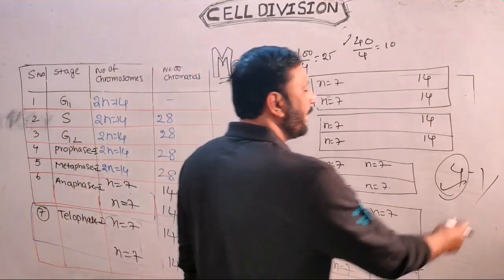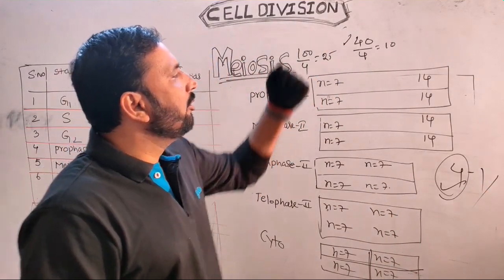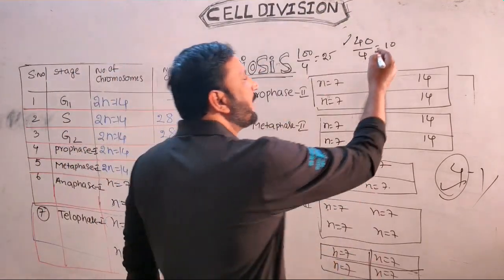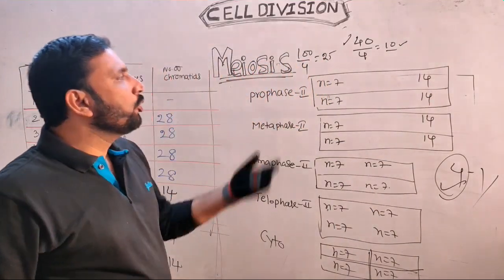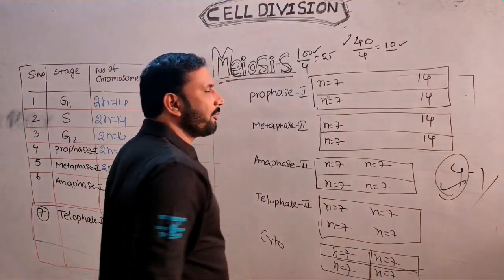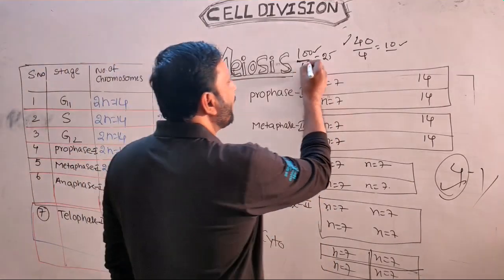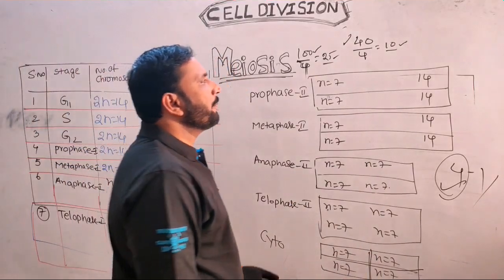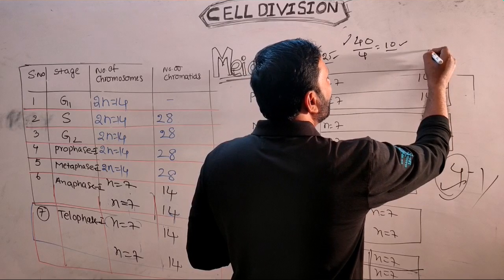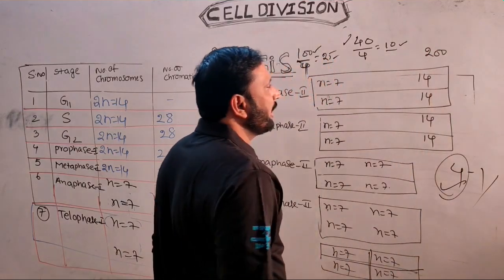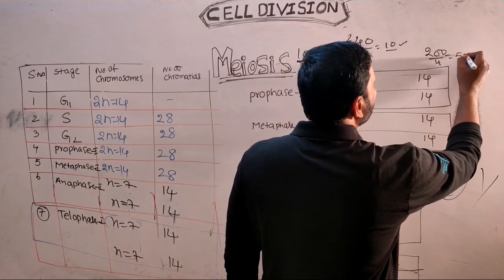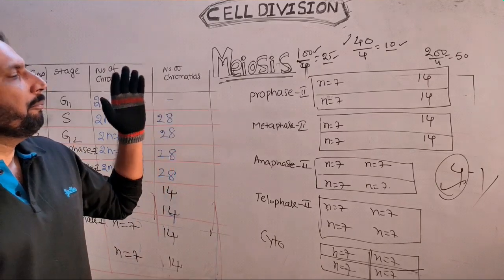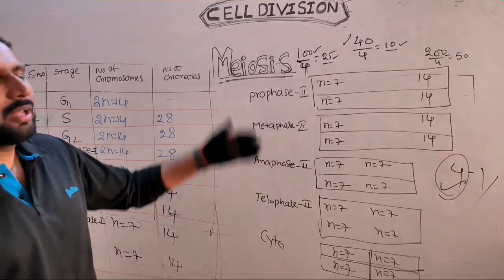How many meiotic divisions are required? 1 meiotic division. Like that, for the formation of 40 cells, how many meiotic divisions are required? 40 by 4 equal to 10 meiotic divisions. Like that, when 100 haploid cells are forming, how many meiotic divisions are required? 100 by 4, 25. Suppose I am taking 200 haploid cells, 200 by 4, 50 meiotic divisions. So this is the main logical chart about the meiosis.